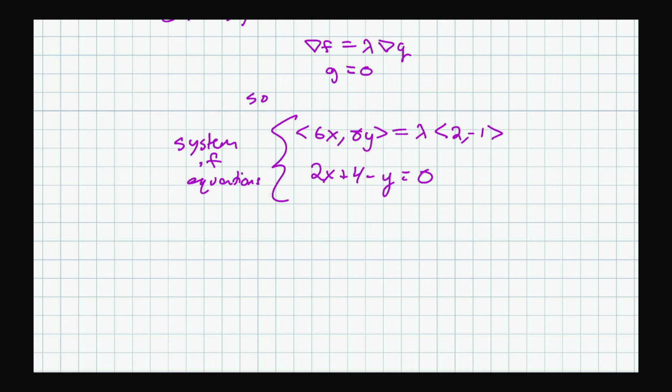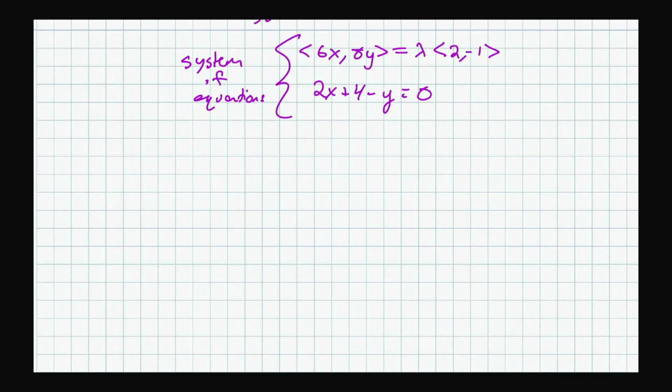And it's not as bad as you think, right? Because I can just rewrite it. We don't have to keep these as vectors. You can write them out as separate equations: the 6x equals lambda times 2, so 6x equals 2 lambda. And then the other one, the 8y has to equal lambda times negative 1.